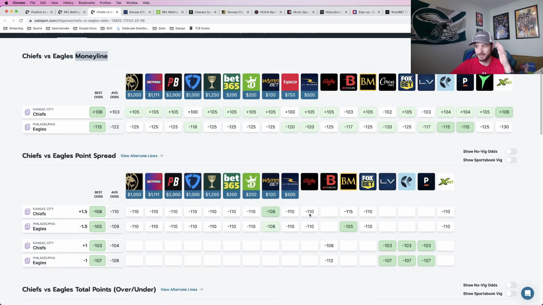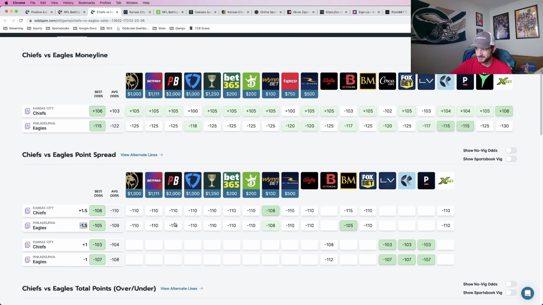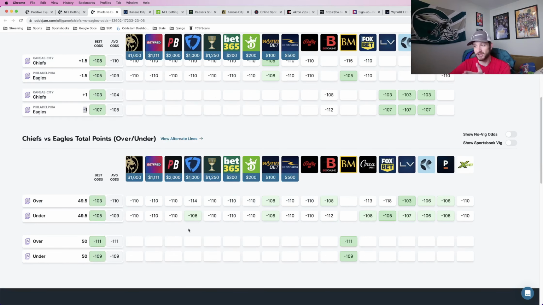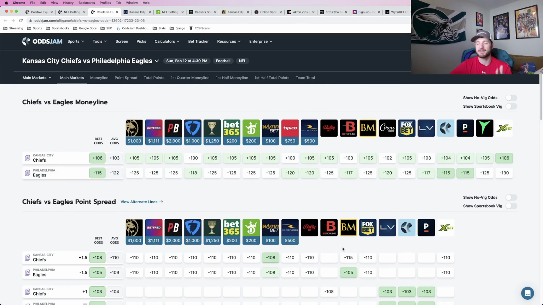Similar with line shopping, the Eagles are minus 1.5 point spreads on most sports books. Looks like there are some places where you can get them at minus 1. So instead of sacrificing that extra half point, you could get them at minus 1. Same thing with the total. We saw FanDuel have it at 48.5. Most books have it at 48.5. Some books have it at 50. So line shopping is just a way to make sure that you are constantly maximizing the best odds that you can get. That's the most important thing, line shopping.